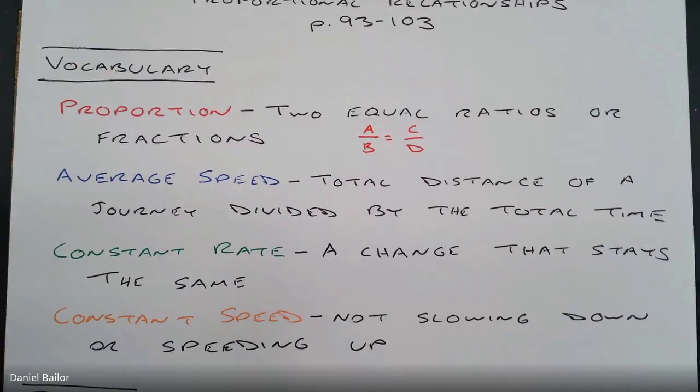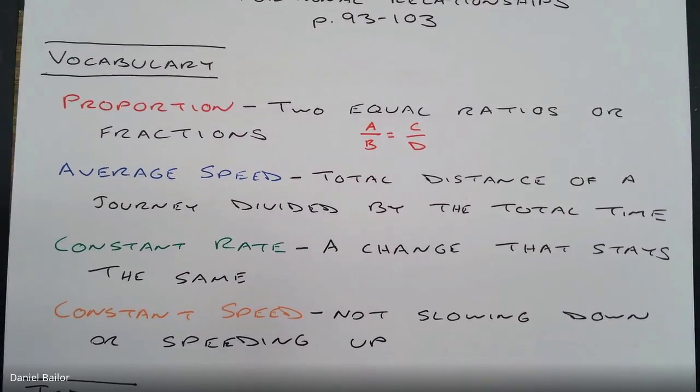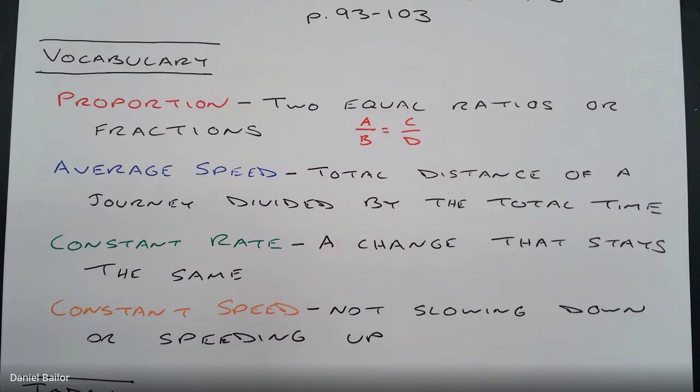Average speed is the total distance of a journey divided by the total time. Now, this is different from instantaneous speed. Instantaneous speed is how fast something is moving right now at that instant. Average speed is total distance divided by total time. And the reason we talk about average speed is because on a trip, your speed changes.